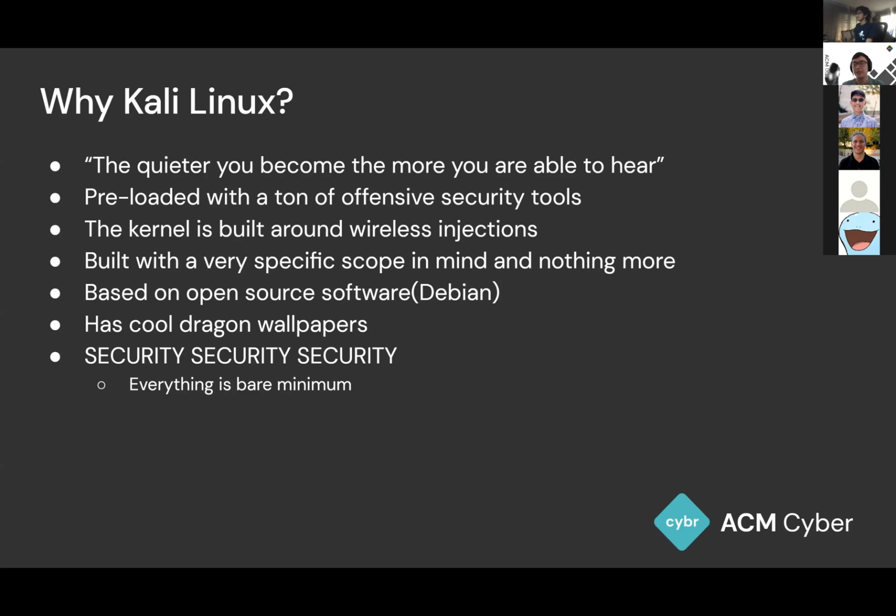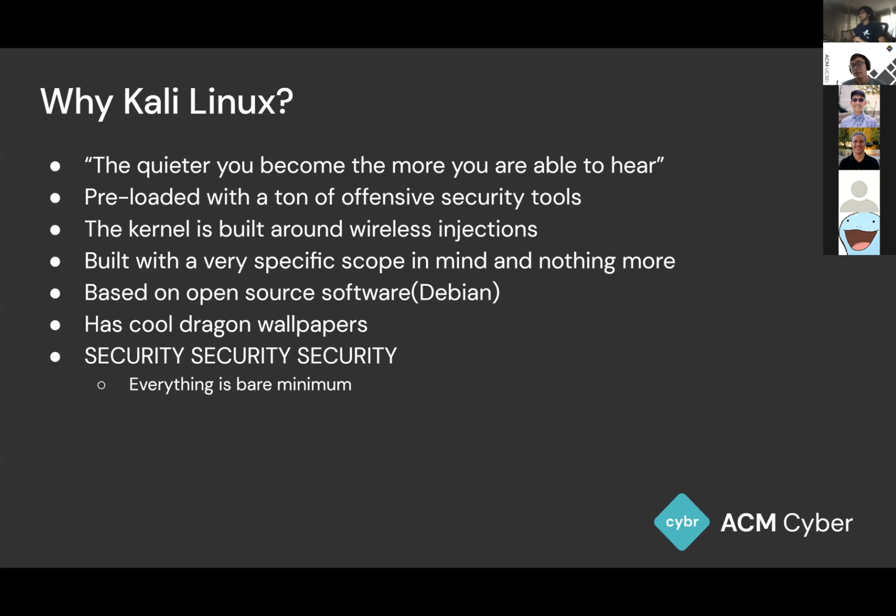The reason we choose Kali Linux is because it comes preloaded with a ton of offensive tools. We have a slide that is literally just a small list. If you go to the actual website, we'll have a link at the end. There are hundreds of tools that you can work with to get your access. As well as that, the kernel is built around wireless injection. What you may not know is wireless is a security issue in itself, but not every system is built to exploit a wireless interface and then take the data from there. Kali Linux is specifically built to do that. So it makes it really easy to inject something into a wireless signal to then exploit a potential vulnerability. And it's also built with a specific scope in mind.